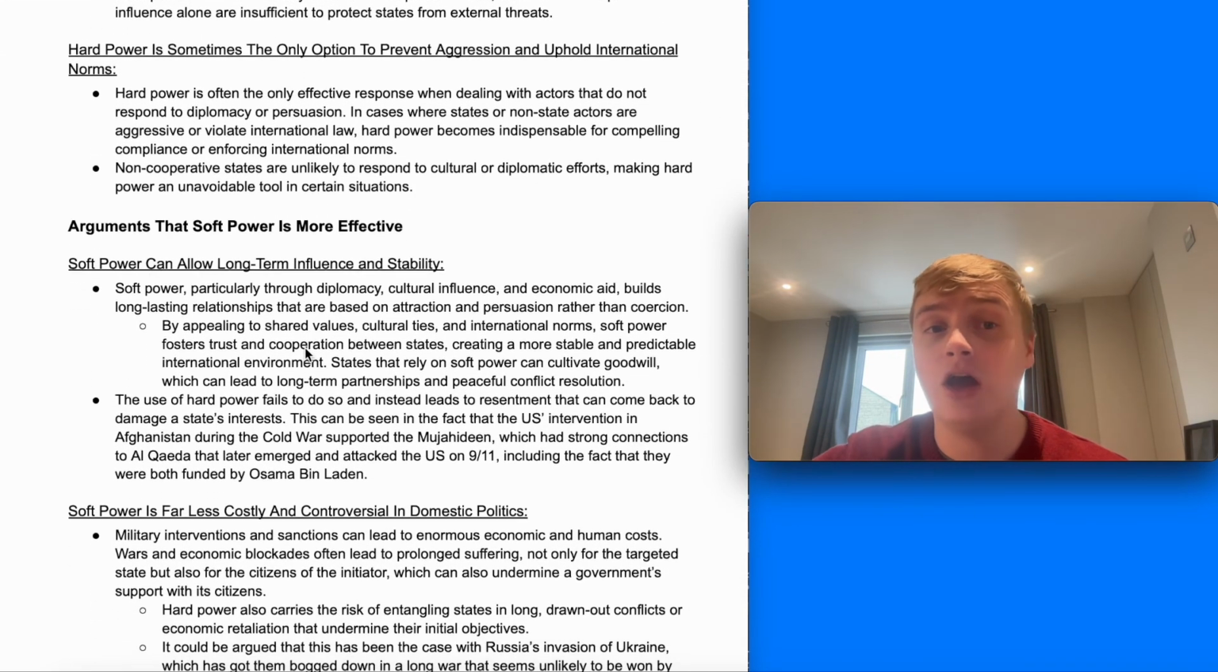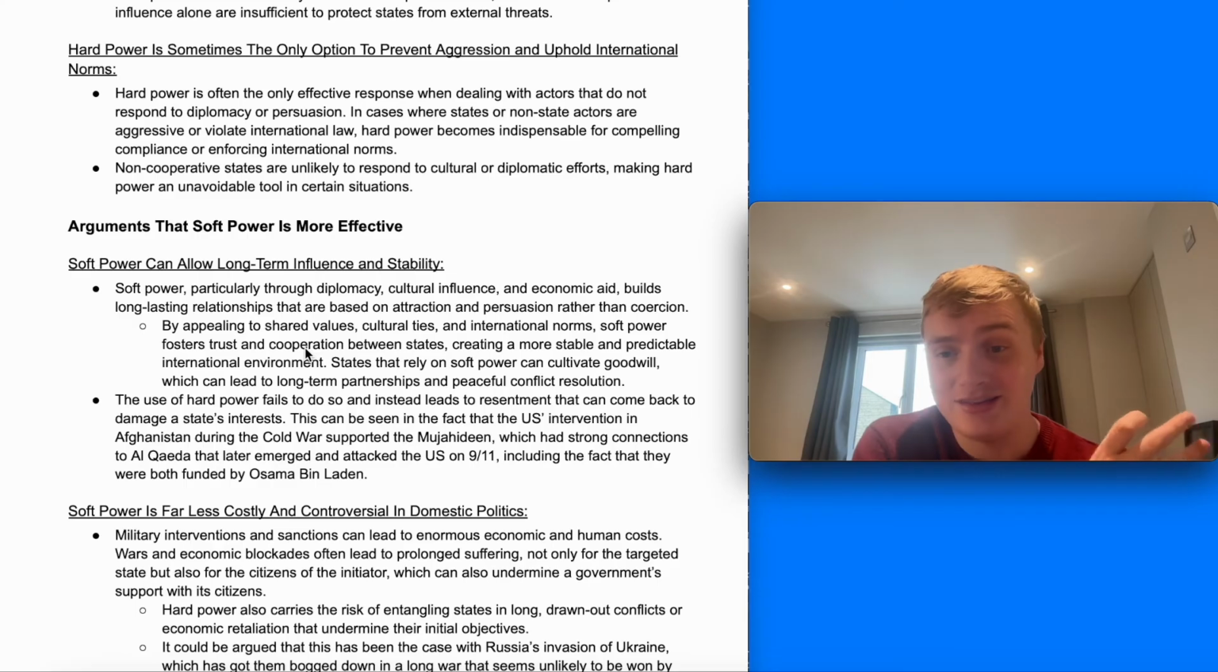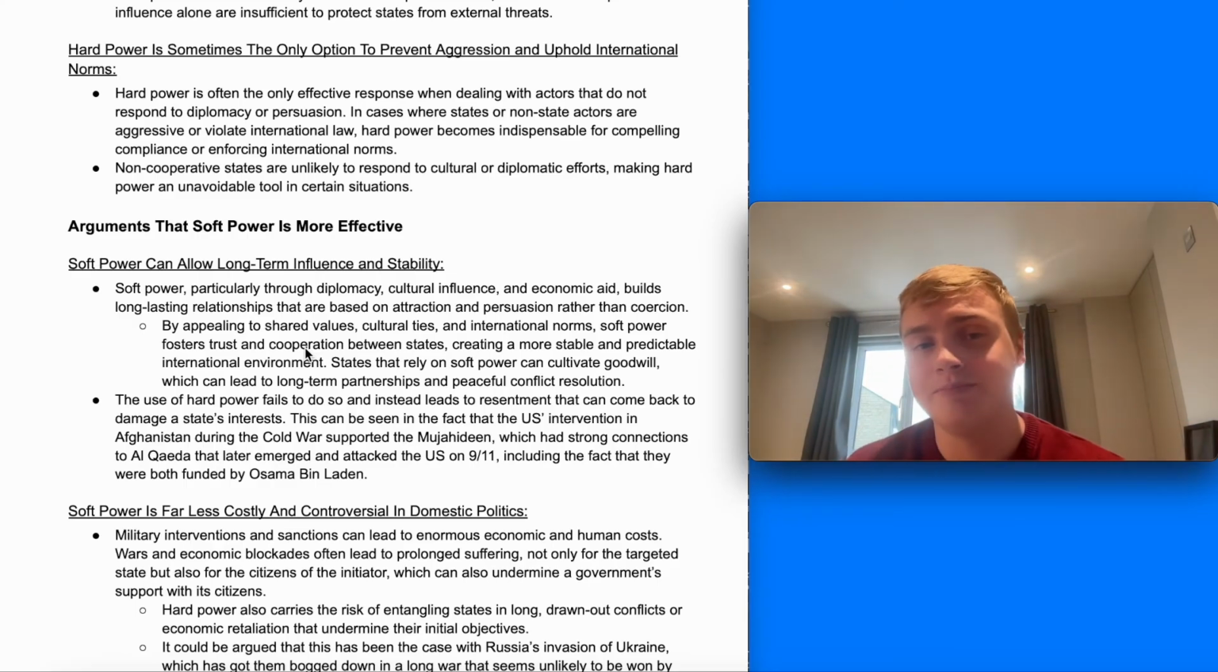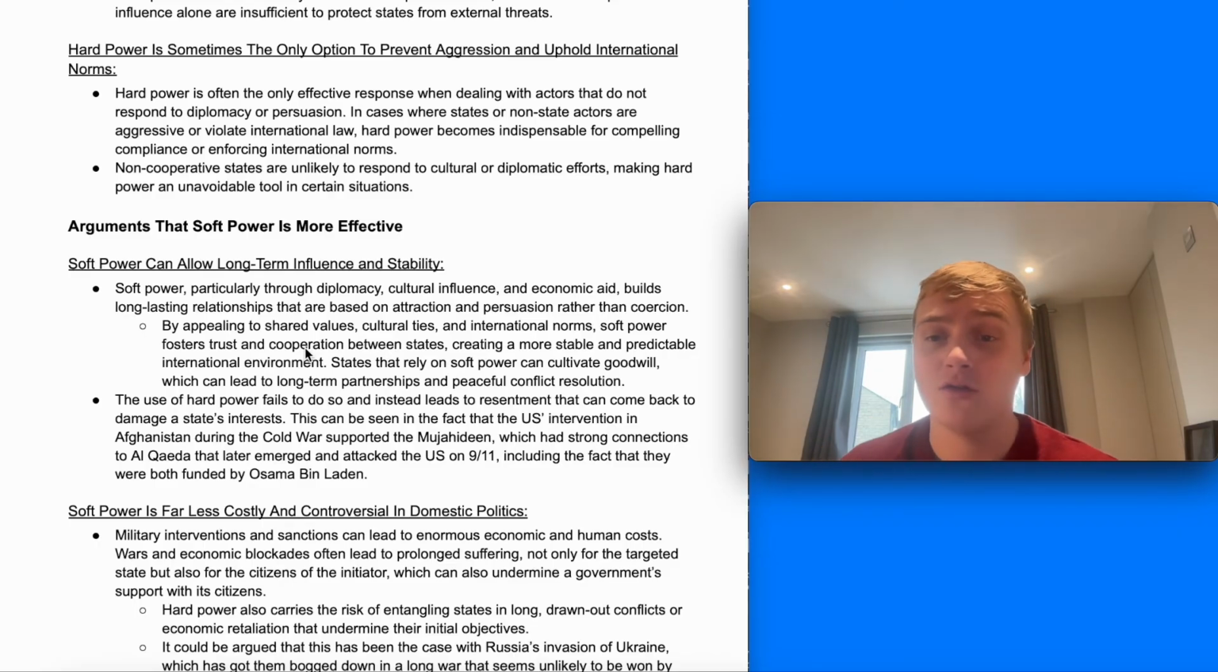And finally, sometimes hard power is the only option to prevent aggression and uphold international norms. Particularly if another state is using hard power against you, if they're invading you, soft power is not going to do much. You need to have a military, you need to have economic power to fight back, as we saw with the Russia-Ukraine war. Ukraine couldn't try and persuade Russia to stop. Instead, they had to use that hard power. And of course, they also have to use soft power to try and convince other Western states, the US in particular, to support them. So it's a combination, that use of smart power. But if a state is invading you, being aggressive against you, soft power on its own is going to do nothing. You need that hard power ultimately.